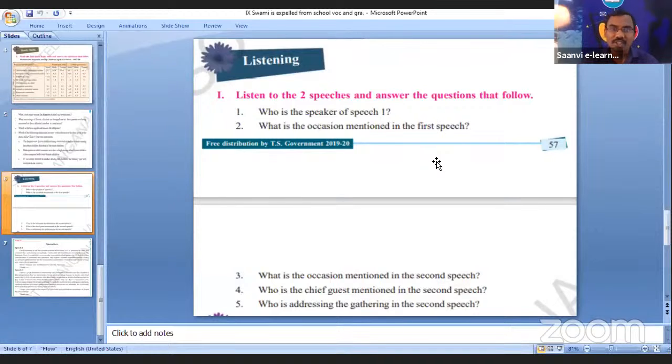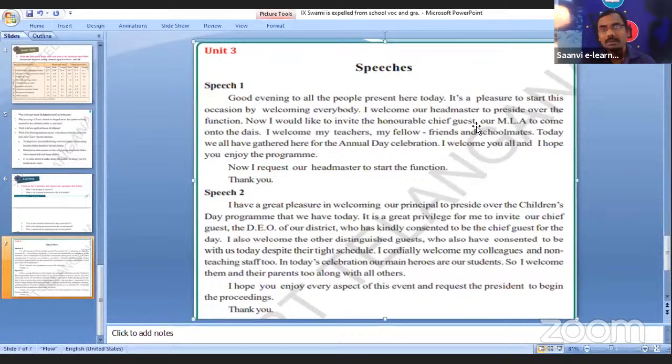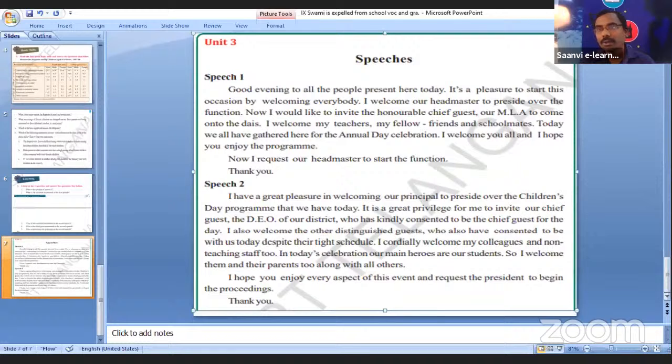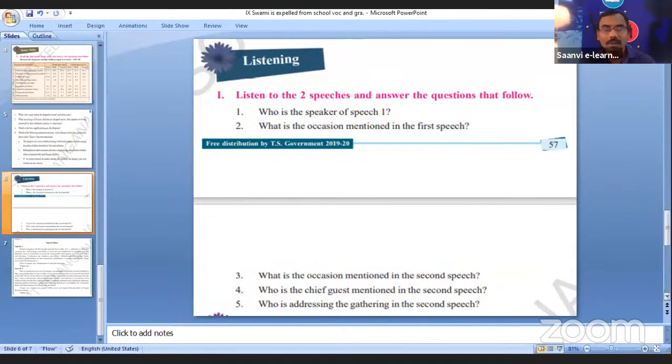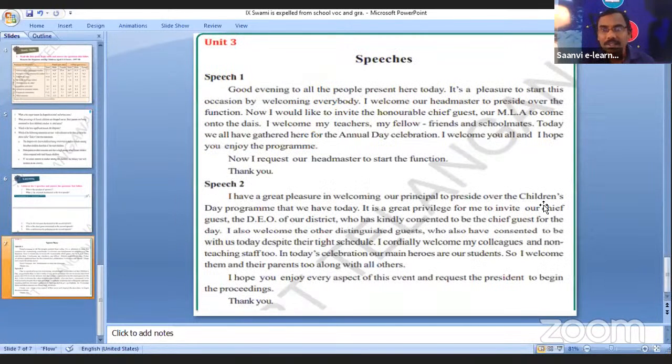And the next question. What is the occasion mentioned in the first speech? See, in the first speech, it is annual day celebration. And what was the occasion mentioned in the second speech? Children's Day. See, Children's Day program.